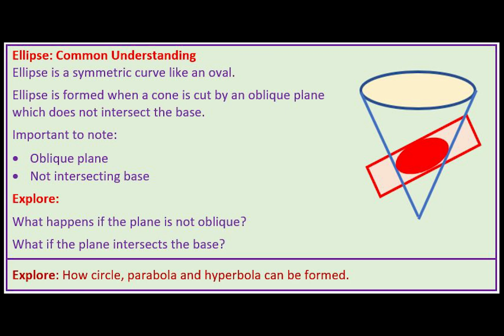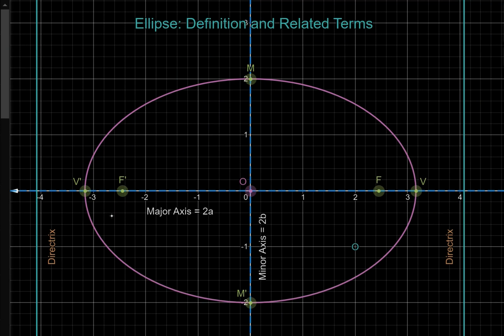Now let us see what an ellipse looks like. We are going to soon model this ellipse with a mathematical equation. Here is a visual of an ellipse. Let us try to understand its parameters. The graph seen here, which looks like an oval shape, is actually an ellipse.